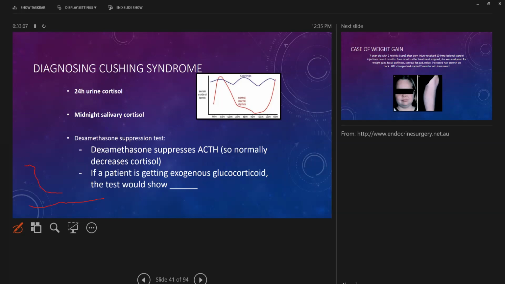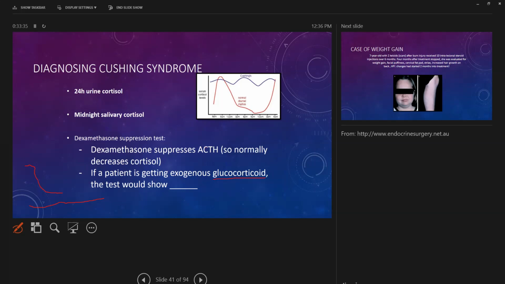It's a difficult concept, and it can take 15 minutes or so to fully explain how the test works, but it still was over my head. But you may want to take a look at that. If the patient is getting exogenous glucocorticoid, the test would basically show the same response. But go ahead and review that a little bit more.